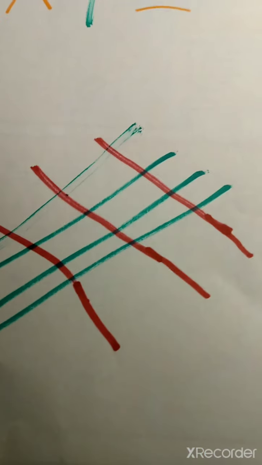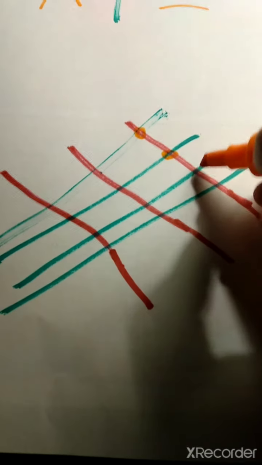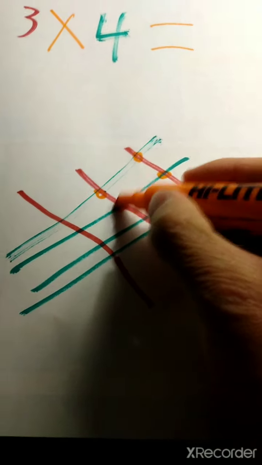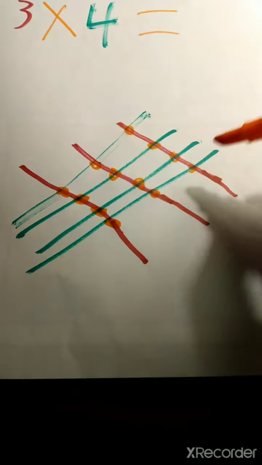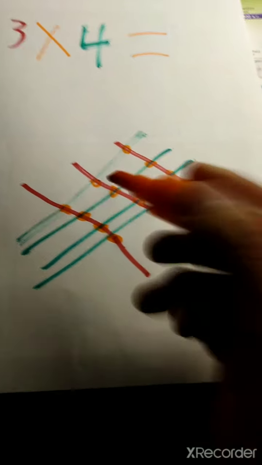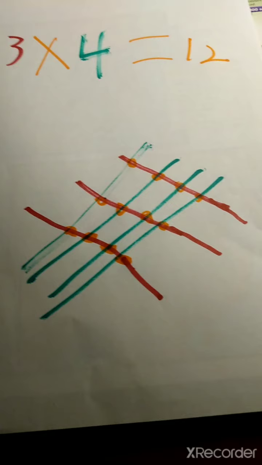So, here's an example. The intersections are going to become dots. So we have to count the dots to get our answer up there. 1, 2, 3, 4, 5, 6, 7, 8, 9, 10, 11, 12. So, 3 times 4, that will be 12. This will only work if the lines intersect, like this.